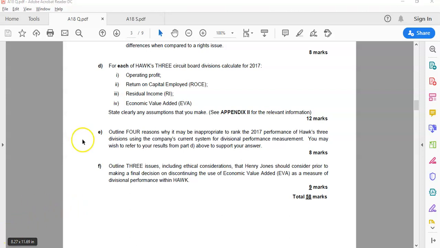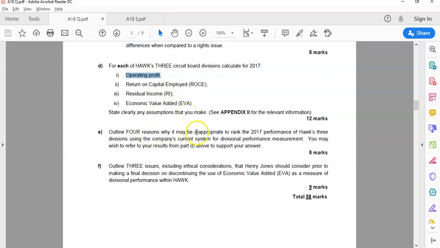So here, part D, we're asked to calculate operating profit, ROCE, residual income and EVA for 3 divisions. So you're not getting that many marks per calculation because there's only 12 marks overall. And remember, the examiner is helping you here by telling you to do operating profit. In a lot of exam questions, they just ask you to calculate these 3. You should know that ROCE and residual income use operating profit. They don't use net profit after tax. So the examiner is helping you by giving you this as a guiding point. So we'll do that initially.